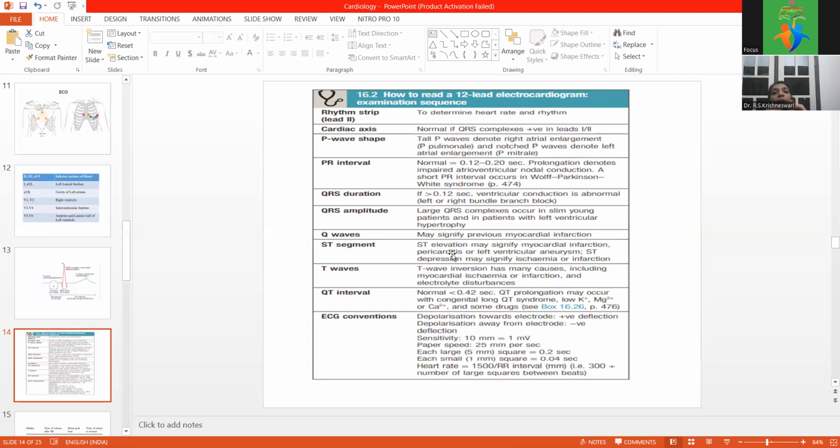Now, how to read a 12-lead electrocardiogram? It is from Davidson. So rhythm strip. What is known as rhythm strip? The lead which is known as rhythm strip is dash. Like that, the question will be asked, and it is lead 2.